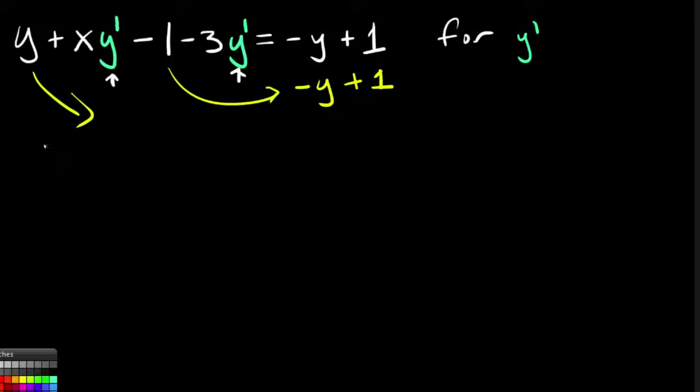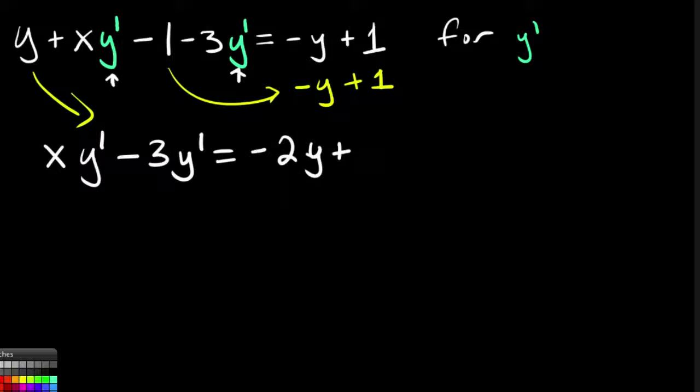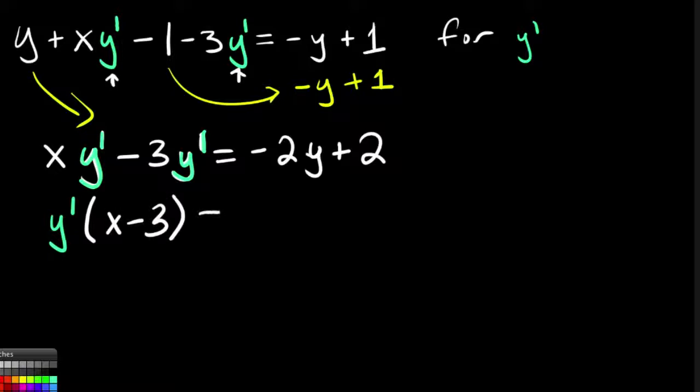Okay, so if we do that, we're going to get x y prime minus 3y prime is equal to negative 2y plus 2. Now, to finish solving for y prime, since both of these terms on the left side have a y prime, I'm going to factor it out, leaving x minus 3 in there, and the right side is going to stay the same.